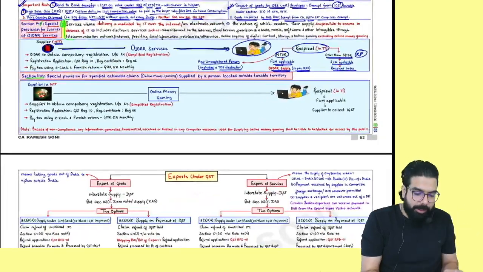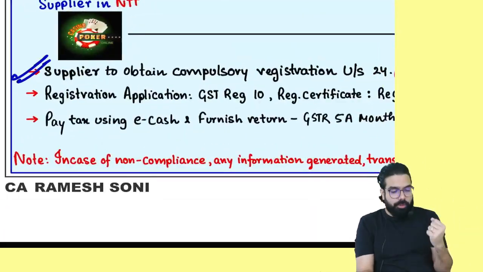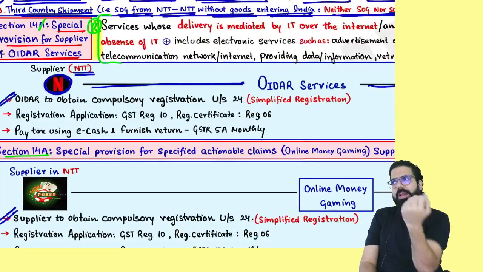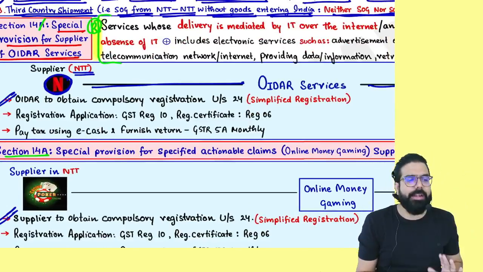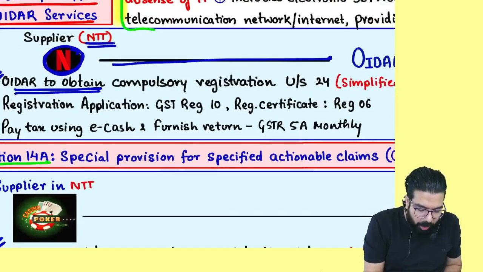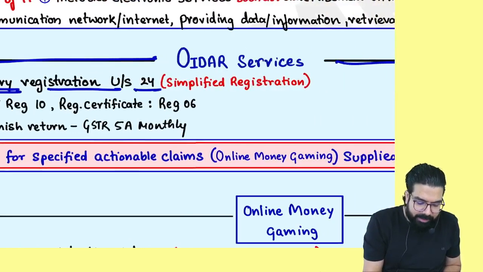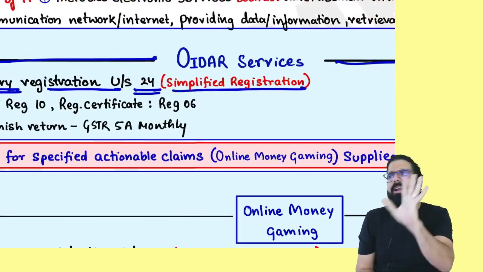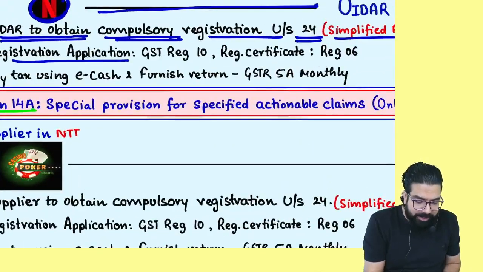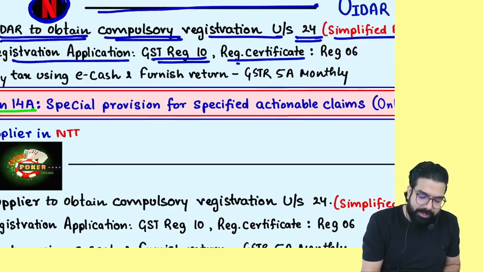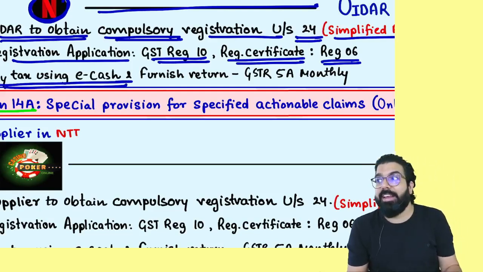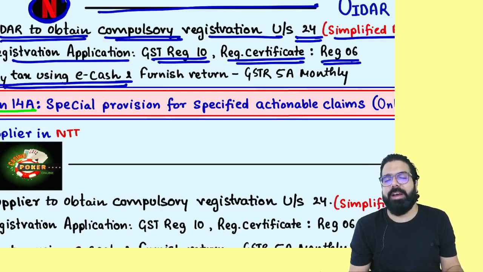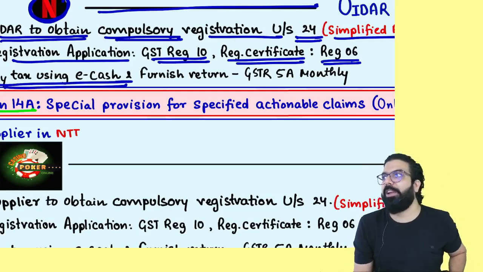So for OIDR, government went ahead and told, when you have to collect the GST and pay to the government, you don't have to take registration in all the states. You can take simplified registration. OIDR has to obtain compulsory registration under section 24, which is a simplified registration. The registration application is REG 10, and once the application is complete, they will give REG 06, the registration certificate. OIDR will always pay the tax using his e-cash ledger. One point you can remember, for OIDRs international money transfer is allowed.